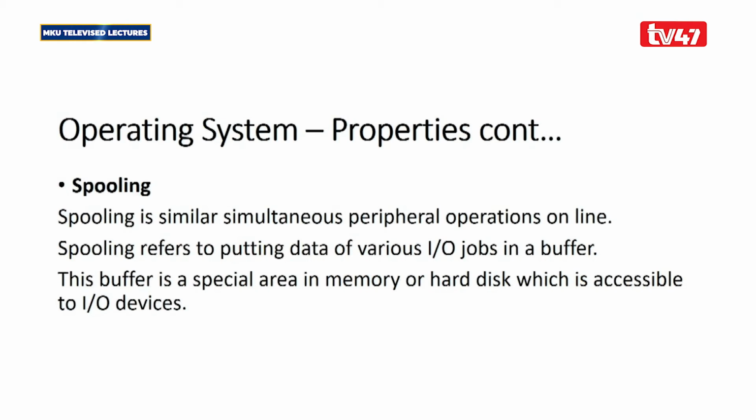Now, this buffer is a special area in memory or hard disk which is accessible to input and output devices like a printer. A printer can be spooling between different jobs that it's carrying out. So that's what we are referring to as spooling. It's that simultaneous peripheral operations online whereby you could be switching between tasks, and these tasks are stored in a small memory area which we are calling a buffer.